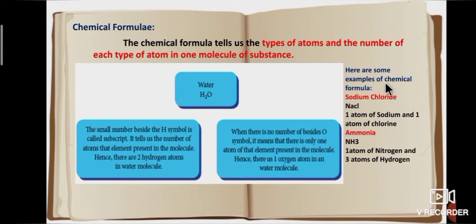Here are some examples of chemical formulae. Sodium chloride. The chemical formula is capital N, small a, capital C and small l. One atom of sodium and one atom of chlorine. The subscript is 1. Next, ammonia, NH3. There is one atom of nitrogen and 3 atoms of hydrogen.